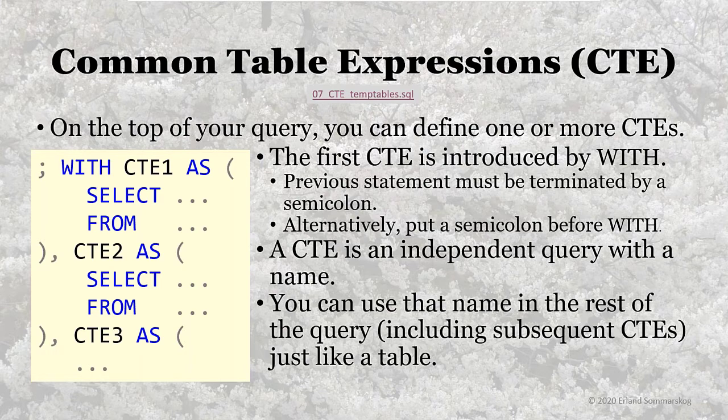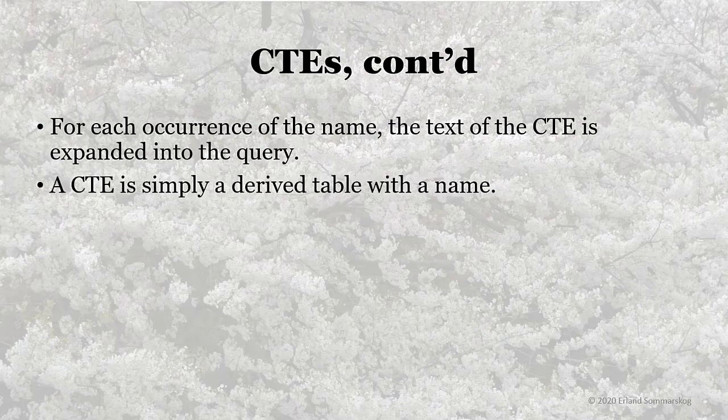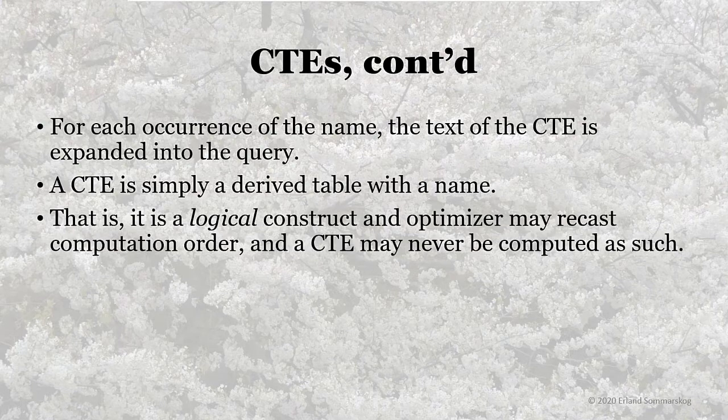So you can use that name in the rest of the query, including subsequent CTEs. CTE2 can refer to CTE1, but it doesn't have to. You use that name just like it was a table. For each occurrence of the name, the text of the CTE is expanded into the query, which, by the way, is how views work. A view's definition is also expanded into the query. It's also just a macro. A CTE is simply a derived table with a name. That's the only difference, so it's a logical construct.